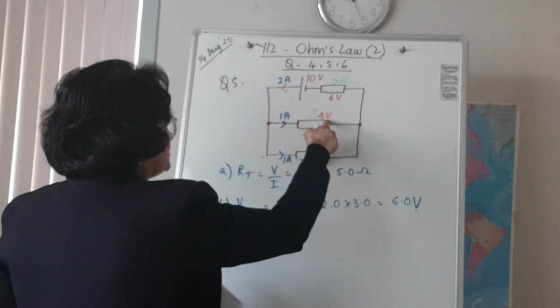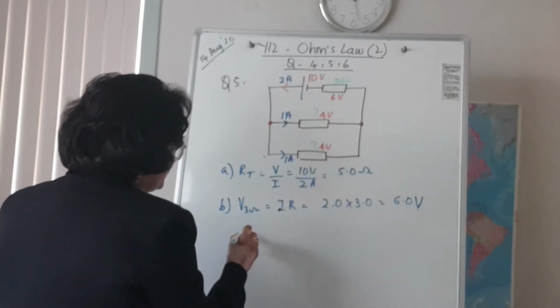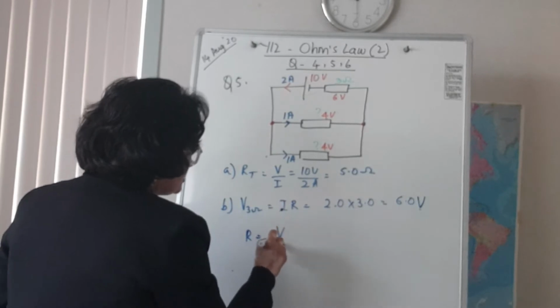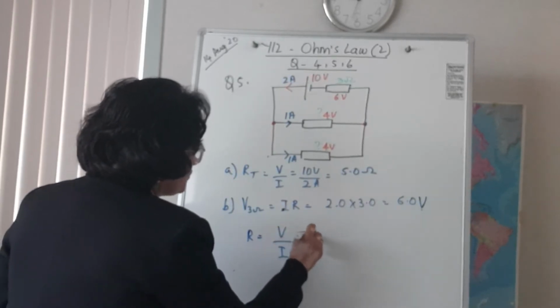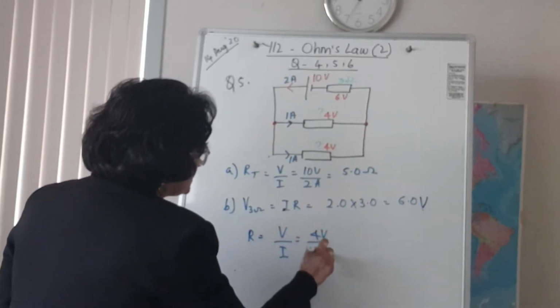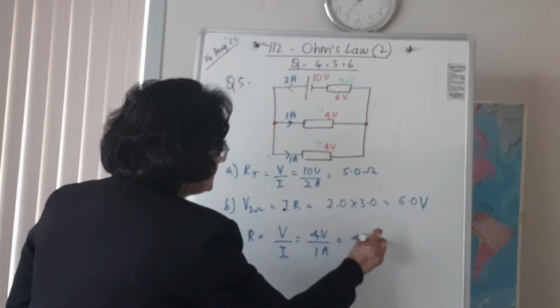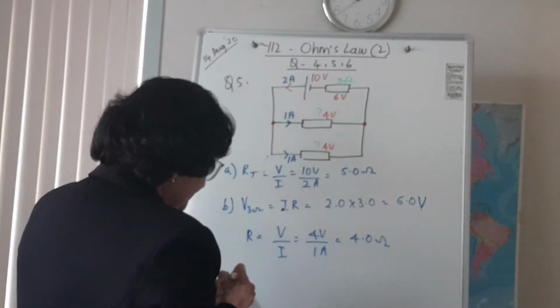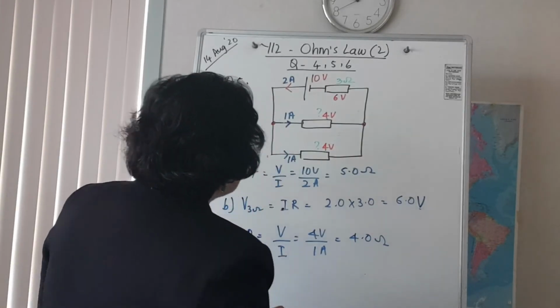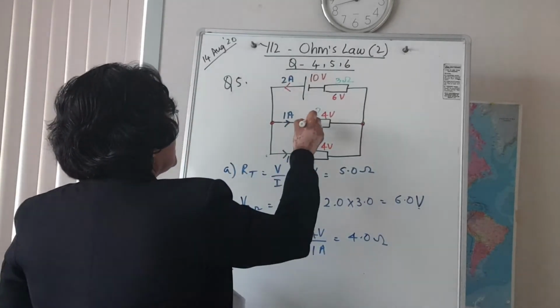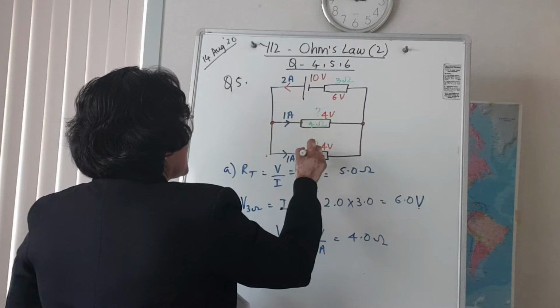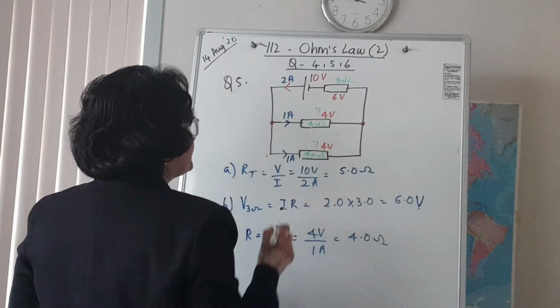You know current and you know voltage, so resistance is voltage divided by current. Your voltage is 4 volts, current is 1 amp, so each of those resistances is 4 ohms. So you end up with 4 ohms here and 4 ohms there.